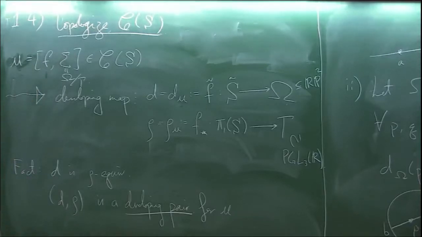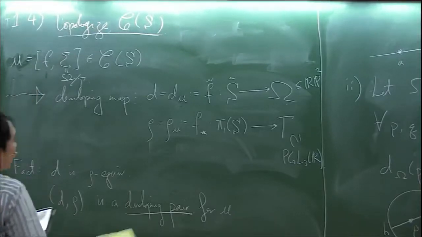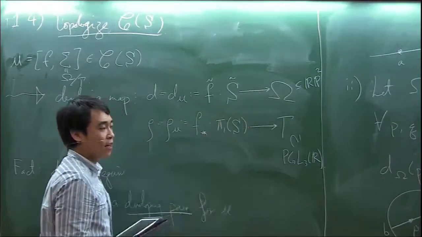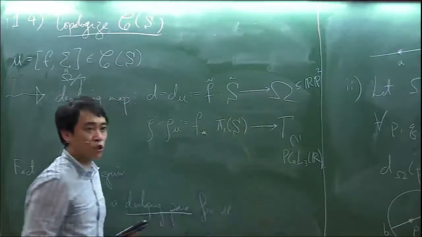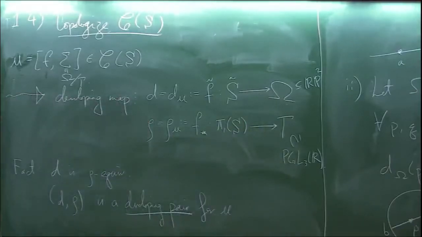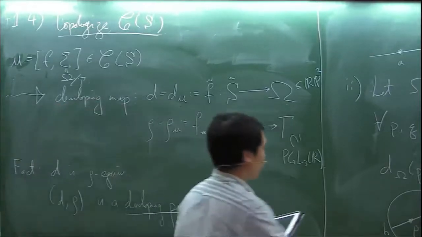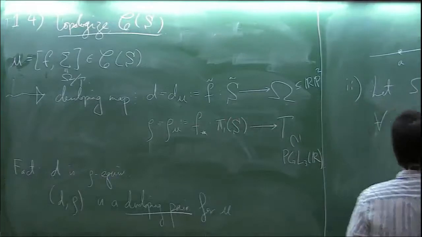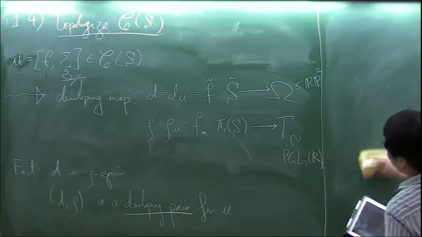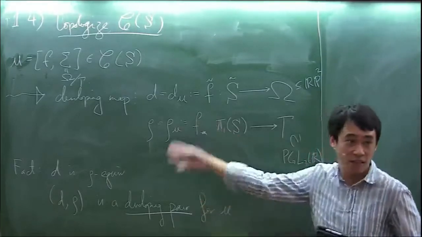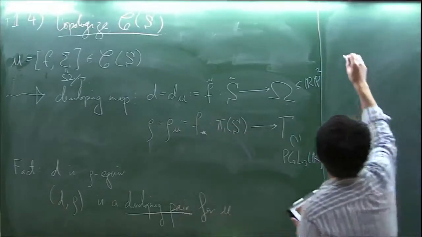So the question now is, given any map D to RP2 and any representation rho from the fundamental group of S to PGL3R, when is that the developing pair of a convex projective structure? And also, given two developing pairs, can I tell when they are developing pairs for the same convex projective structure? That's what we're going to talk about next. I'm just going to state this as two facts. The proof basically comes from understanding the definition properly.